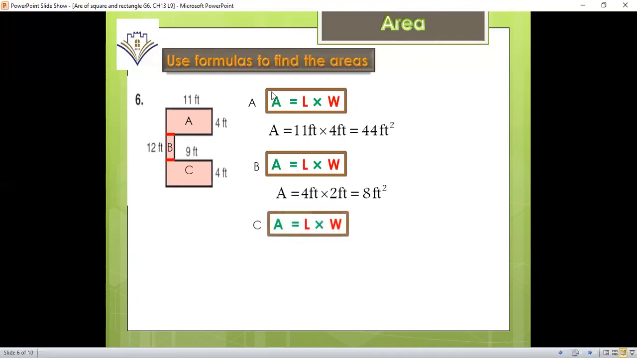Look at the third, it's like this. The first, A and C, both of them have the same area: 11 feet multiply 4 feet equals 44 square feet. Then we calculated the area of A, the area of B, and the area of C. To find the total, find the sum: 44 square feet plus 8 square feet plus 44 square feet, and the answer is 96 square feet.